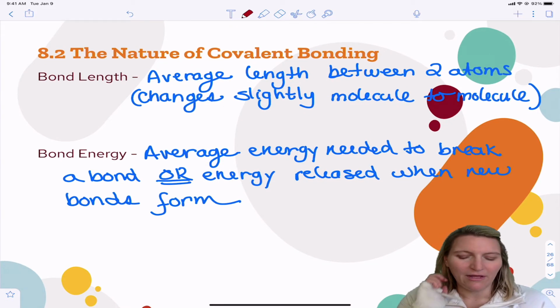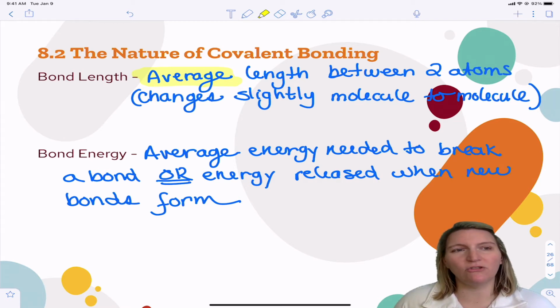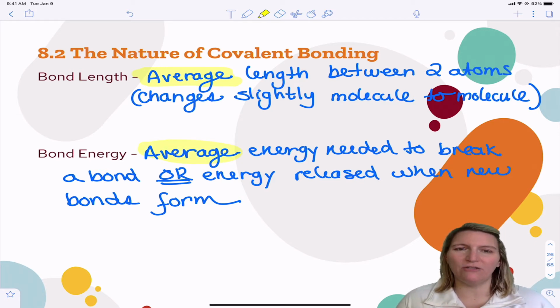But bond length is the average length between two atoms that are covalently bonded. The reason it's just an average is because in different molecules, the length between a carbon and oxygen atom may be different, so we take the average of all of the molecules. Same thing with bond energy. Bond energy is again the average. It's the average energy needed to break that bond, or the energy that's released when that bond is formed. So it can have two meanings.